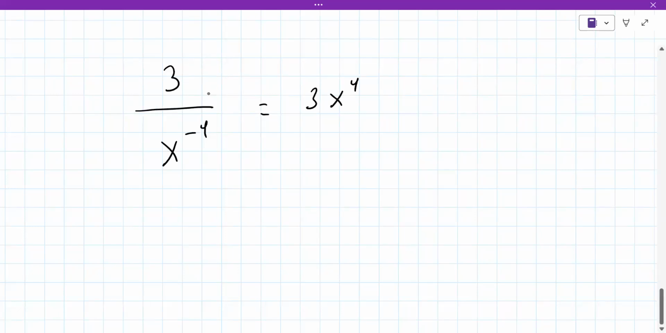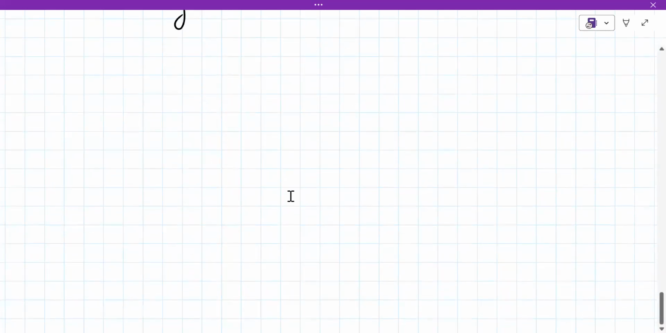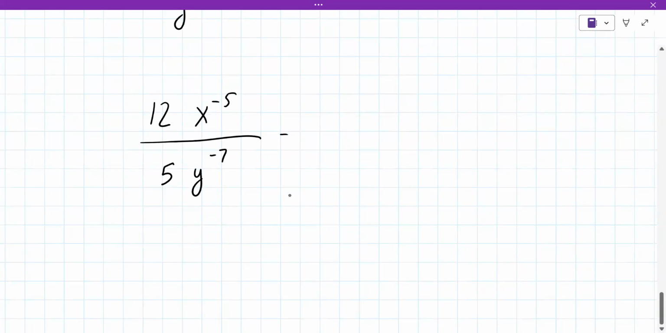Okay. How about 4 over y to the minus 8? What does that become? 4y to the 8th. Very good. Okay. So let me just make up one here for you. Let's say it's 12x to the minus 5th over 5y to the minus 7. What would this become? 12x to the fifth.